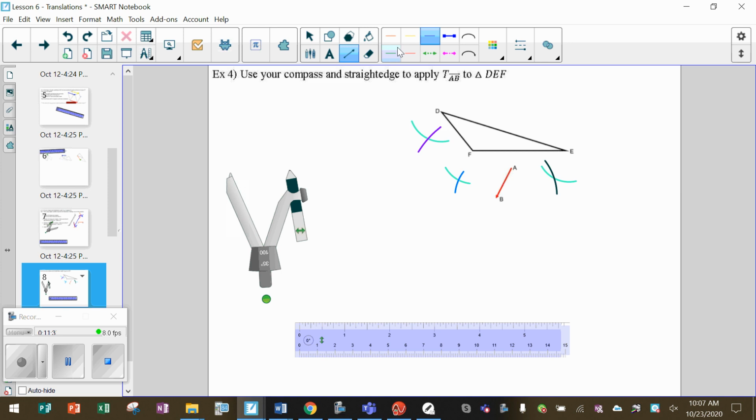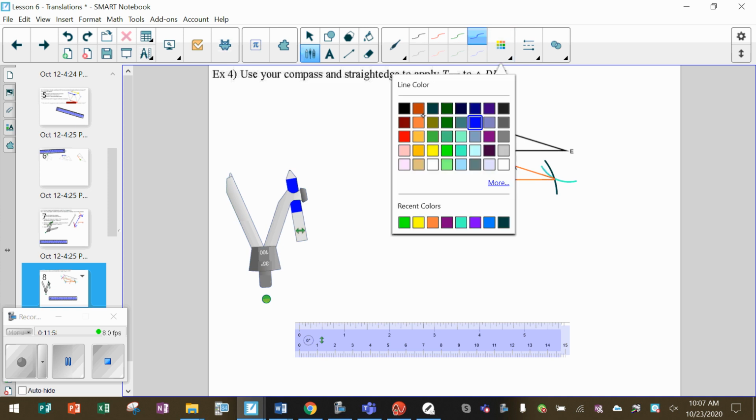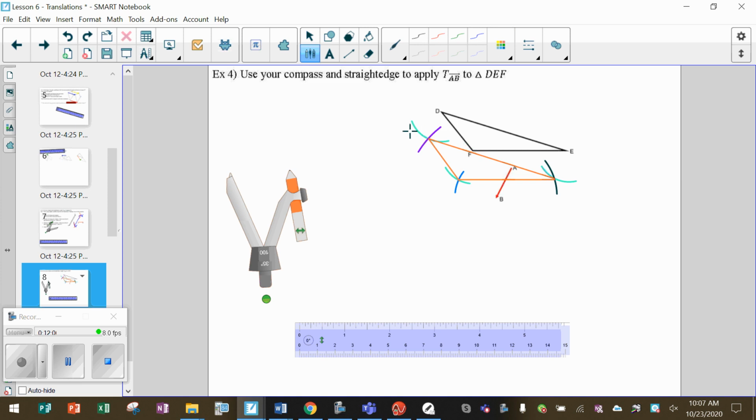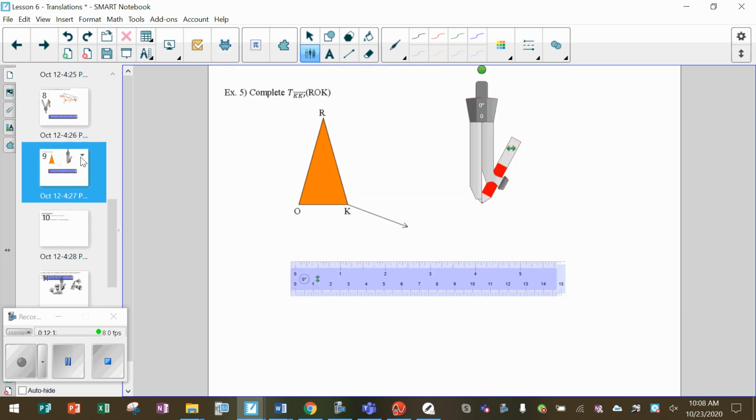Now I can take my straight edge and connect them. Then I have my translated triangle. All sides should be parallel, same size. Everything moves the same distance in the same direction. So over here is D prime. This is F prime over here. And E prime over there. One more time.